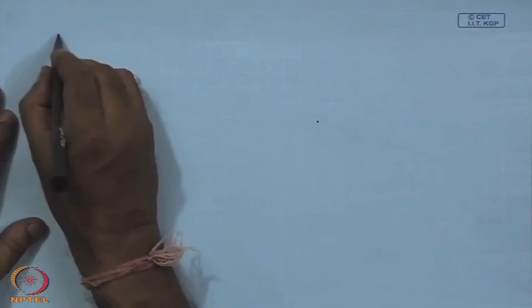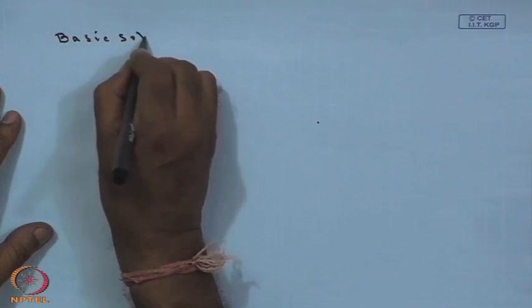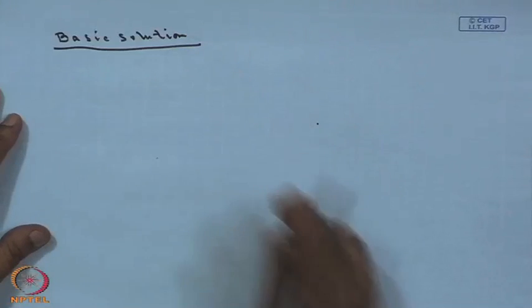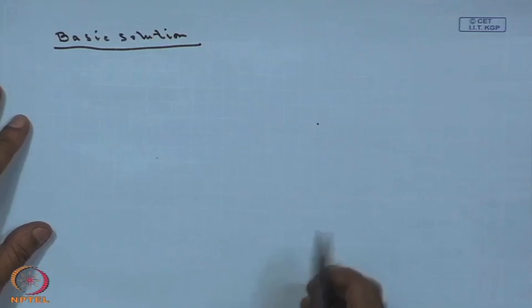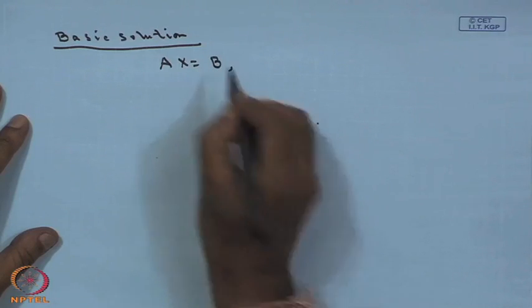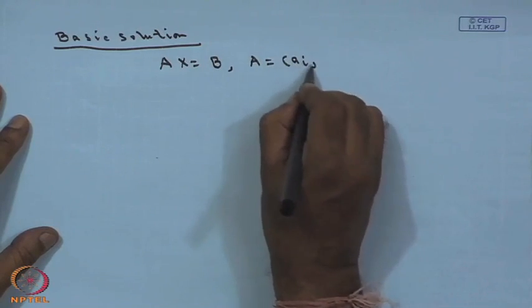The next one is the basic solution. If I remember correctly, I think I have talked about this basic solution in the last lecture. In short, I am telling you. You have a system of equations Ax equals b, where A is an m cross n matrix.